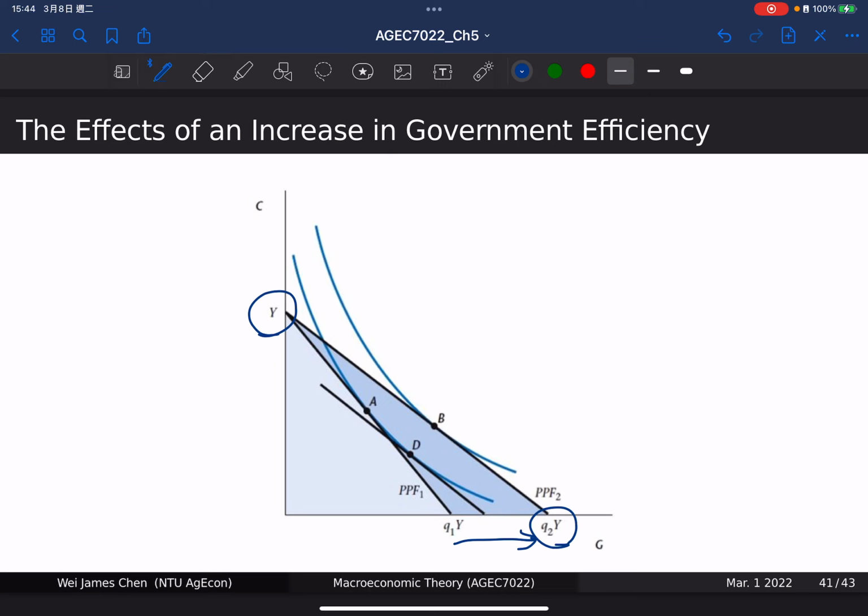Okay, so here you can see that the original optimal point is here and the new optimal point is here. And in this case, we see that both G and Y increase. But if we change this model a little bit, it can be the case that G doesn't increase, because the income effect tells you to increase G, but the substitution effect tells you to decrease G.